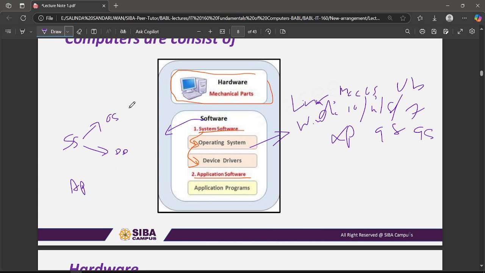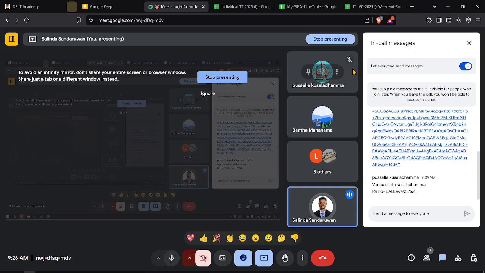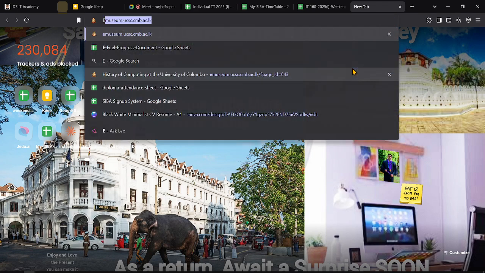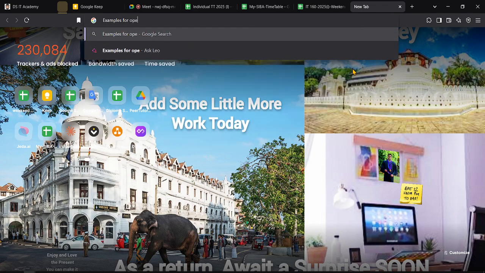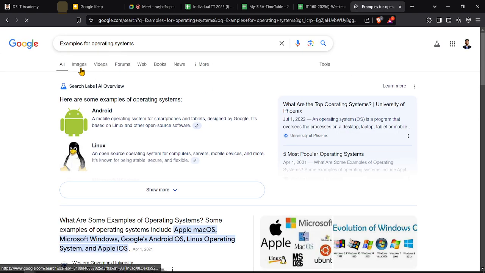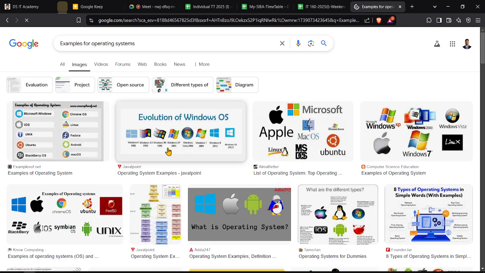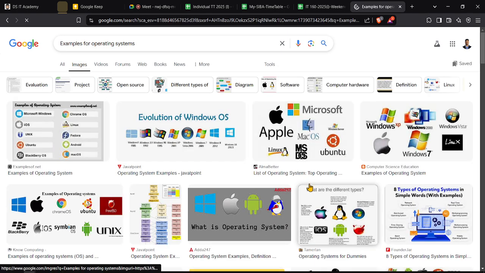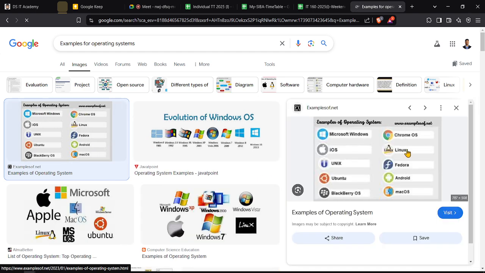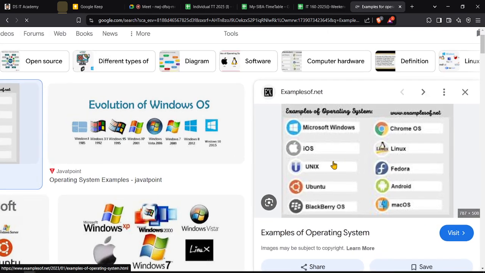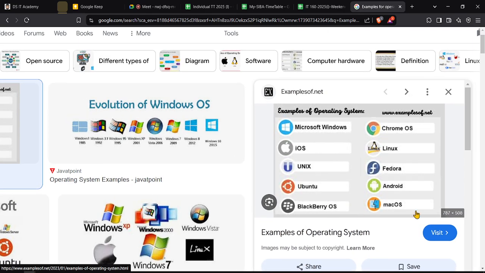And examples for operating systems, you can find so many operating systems. So let's browse the internet and see what are the modern operating systems. Examples for operating system, right? Here you have several. So you have Microsoft Windows, iOS, Unix, Ubuntu, BlackBerry OS, Mac OS, Android, Fedora, Linux.